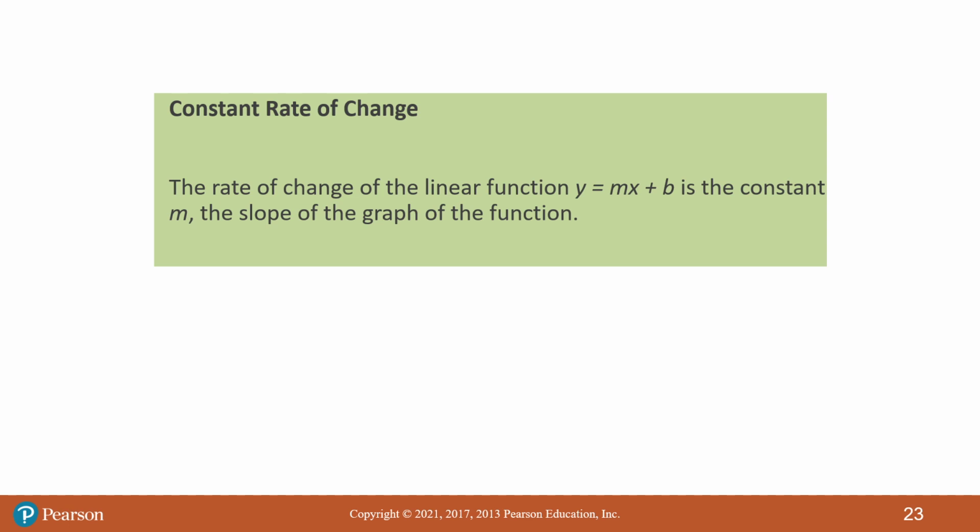What you'll find is slope has many different names. They're all the same thing. They all want the same thing. They just want slope. So if they ask for the slope, it wants the slope. If it asks for m, it wants the slope. If it asks for the constant rate of change, it just wants the slope.